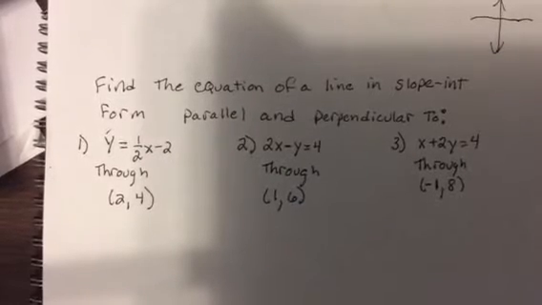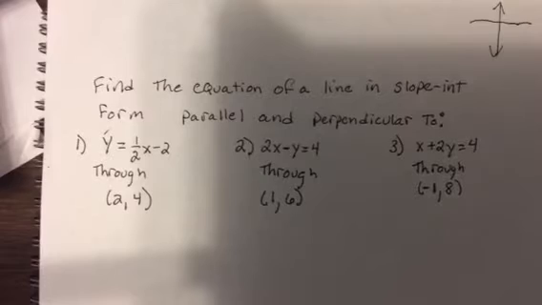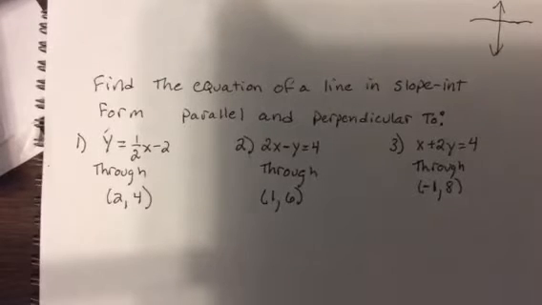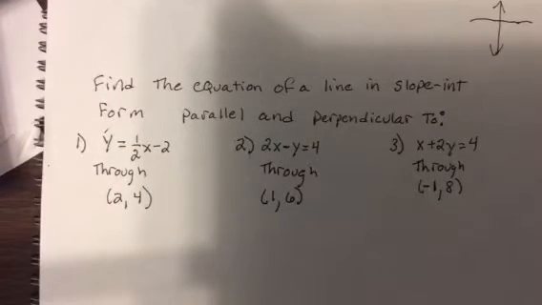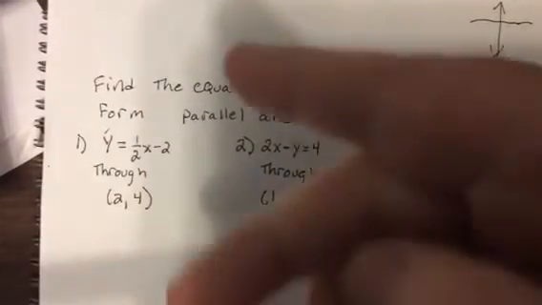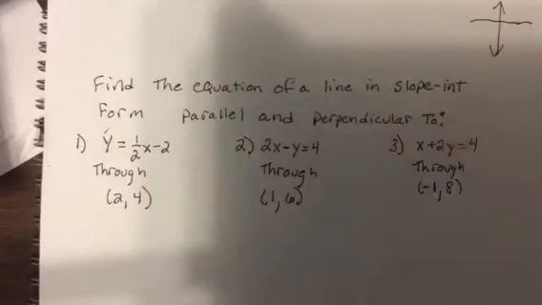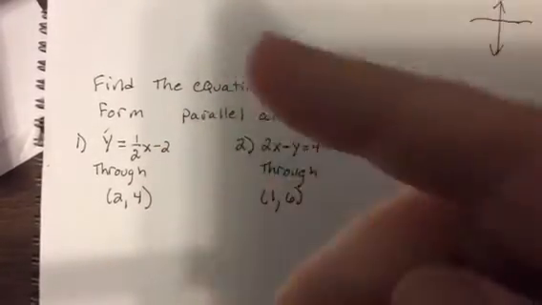Okay. This is part 2 of parallel and perpendicular lines. How do you find the equation of a line that's parallel or perpendicular to another line? So we already know how to find the slope. Parallel lines have the same slope. And if you remember, perpendicular lines have negative reciprocal slopes. Negative means opposite, and then flip it, reciprocal.